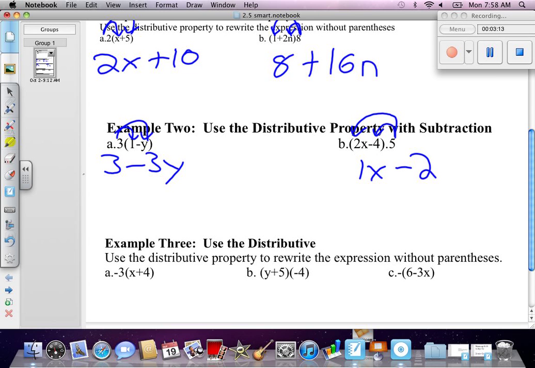All right, we're going to look at example 3. We've got negative, hey, Daniel, I'm up here. Oh, my bad. Negative 3 times x plus 4. So we take that negative 3 and times it by x. We get negative 3x. Then we take that negative 3 and multiply it by 4, giving us negative 12. Why don't you try the next one on your own?